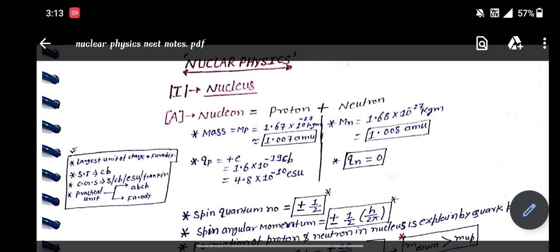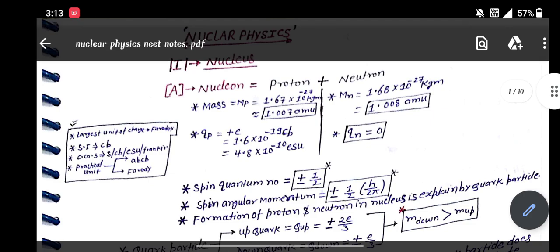Mass of proton mp is equal to 1.67 into 10 to the power minus 27 kilogram, and it is equal to 1.007 amu, the value you will get for proton. And mn is the mass of neutron, that is 1.68 into 10 to the power minus 27 kilogram, that is 1.008 amu is the value you will get.